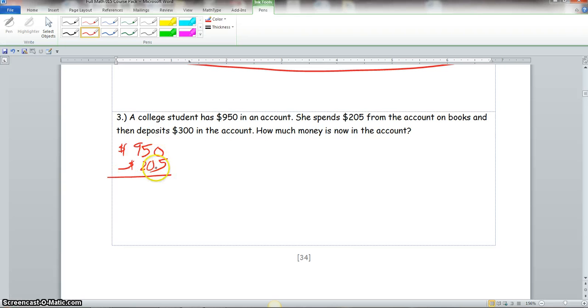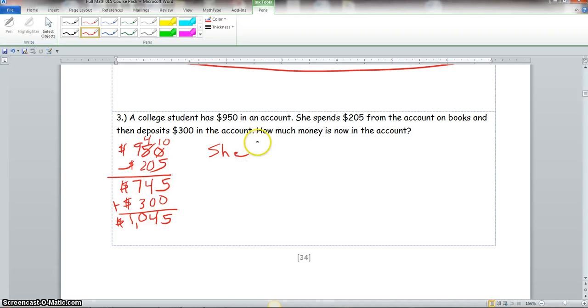Now we know we cannot subtract 5 from 0, so we borrow 1 from the 5. That makes that 4, and then 0 becomes 10. 10 minus 5 is 5, 4 minus 0 is 4, and 9 minus 2 is 7. So that's $745. But then she deposits $300 in her account. So now we have to add $300. So this would be 5, 4. So this will end up being $1,045.